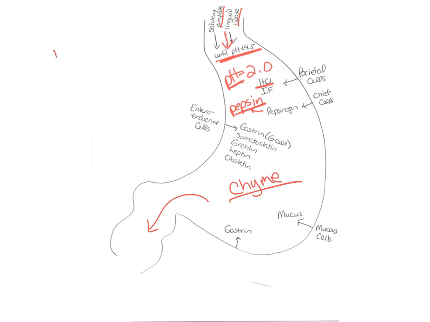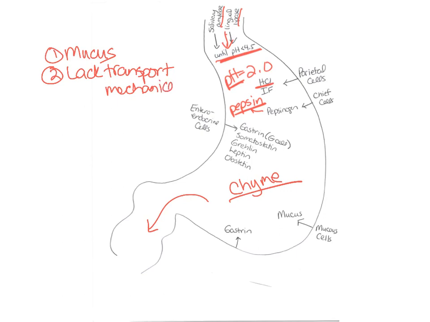So first of all, there's mucus. The mucus lines the stomach wall, and it's very hard for things to get through that mucus to be absorbed into the cells and then into the interstitial fluid. The second thing is that the epithelial cells lack the transport mechanisms. So they don't really have any way to co-transport or counter-transport or actively transport substances through the stomach wall into the stomach epithelium.